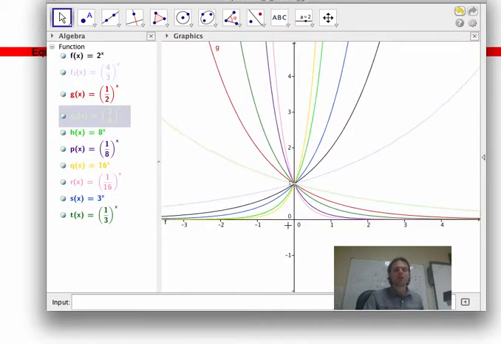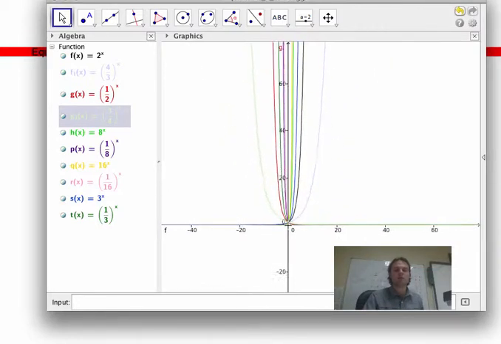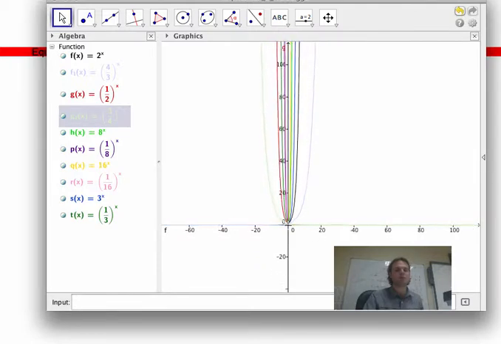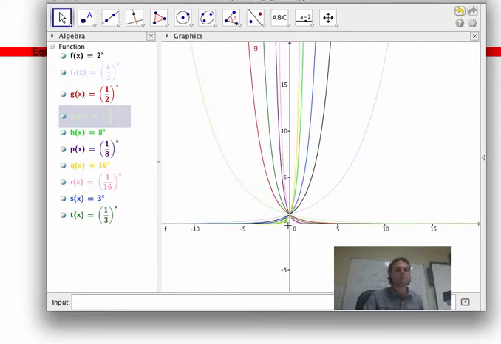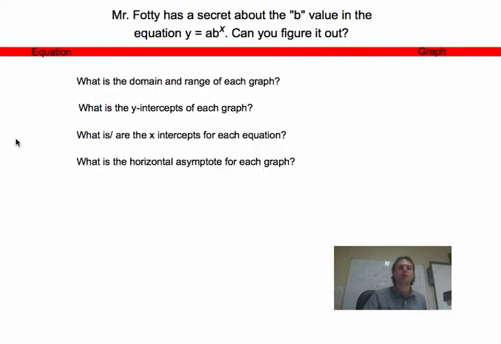As far as I look at this, even if I zoom out, do I ever go below 0? Look at this. I keep on going forever. I don't go below 0. That's interesting. So what is my range? Let's take a look at the next one.